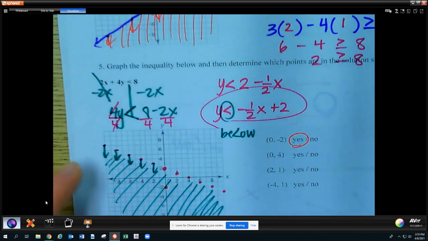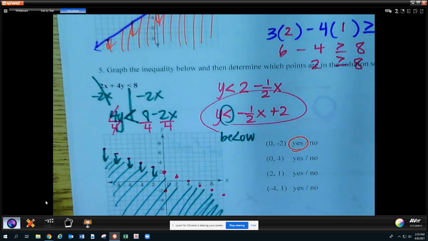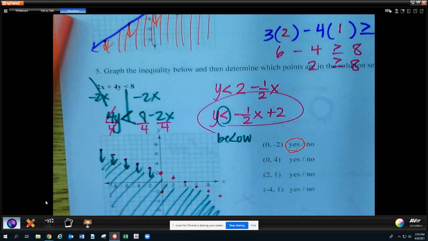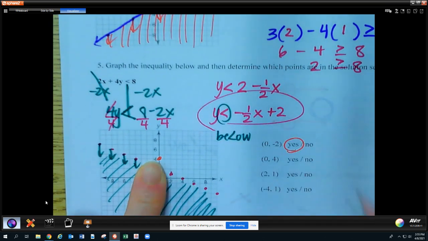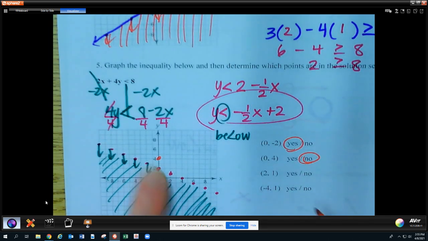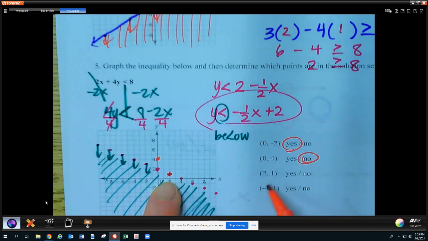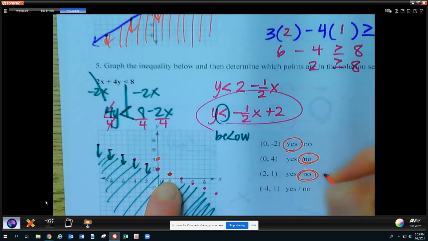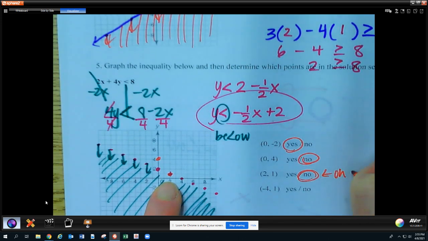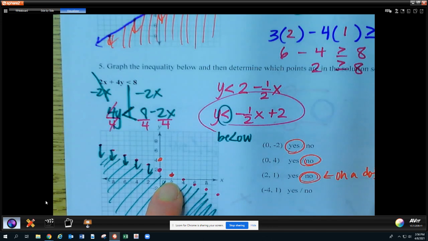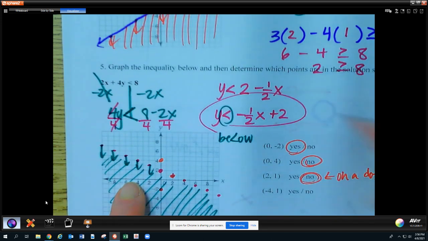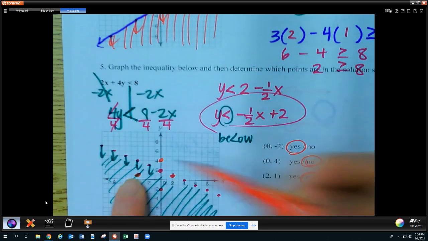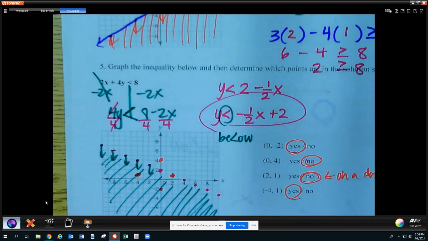There's an example on here. So 0, 4. Let's use red. Way off the shaded region, so no. 2, 1 lands on a dotted line, so no. It's on a dotted line. And then -4, +1, yes, falls in the shaded region.